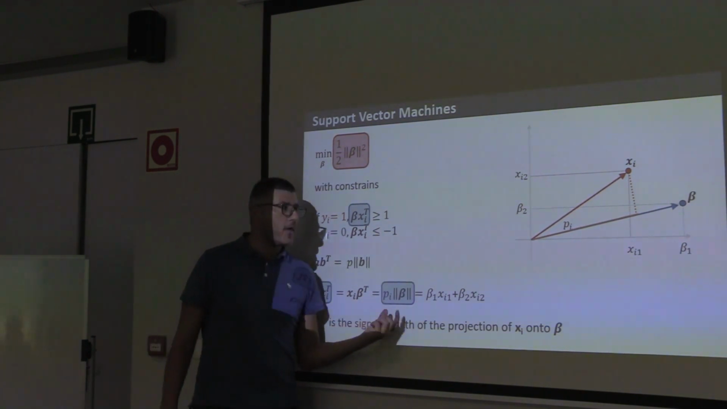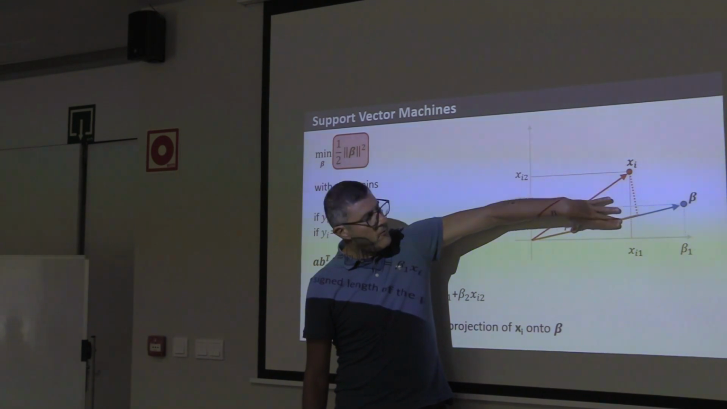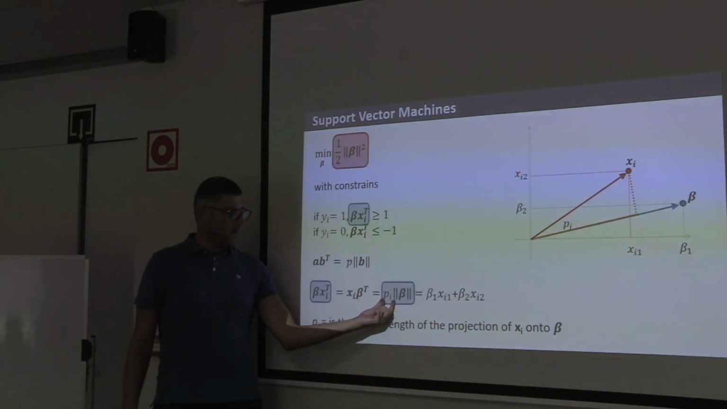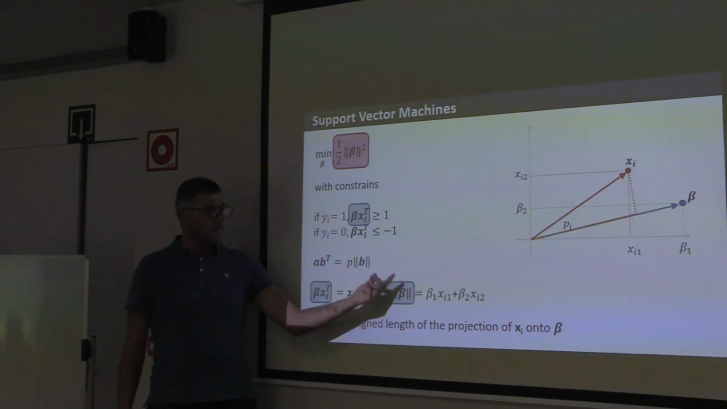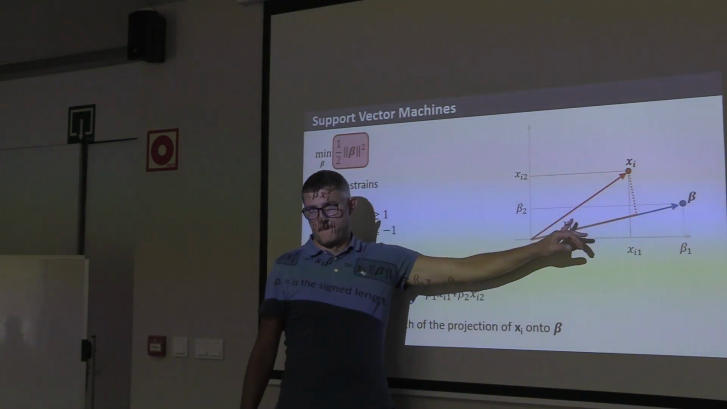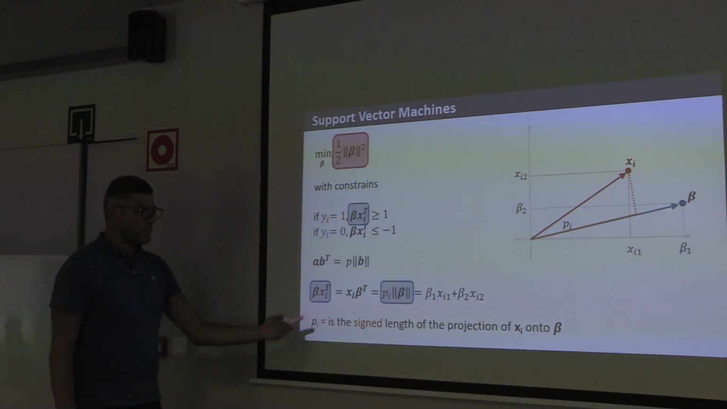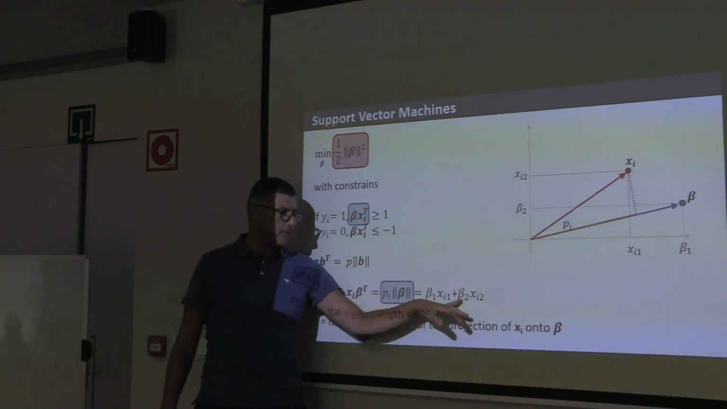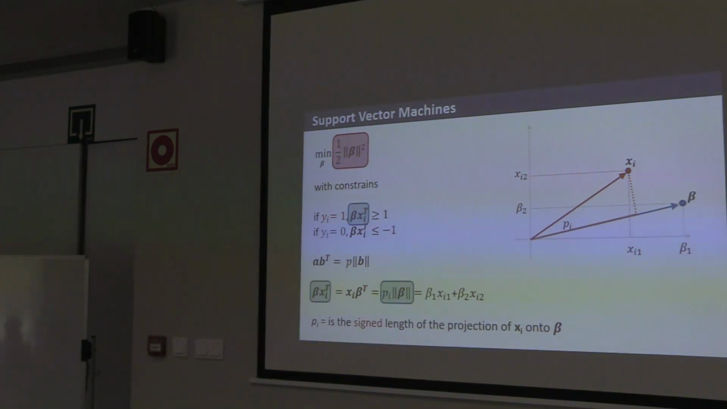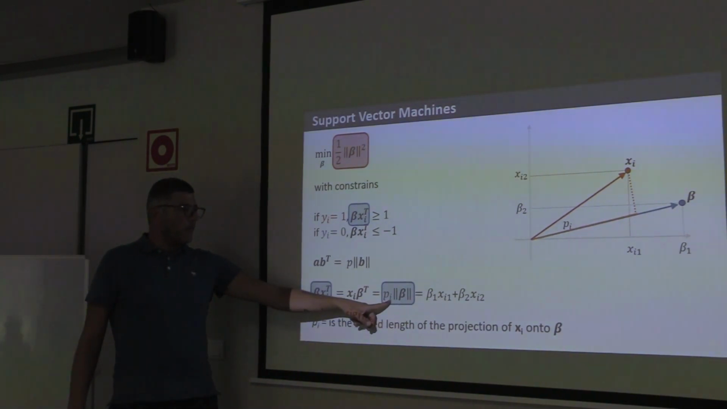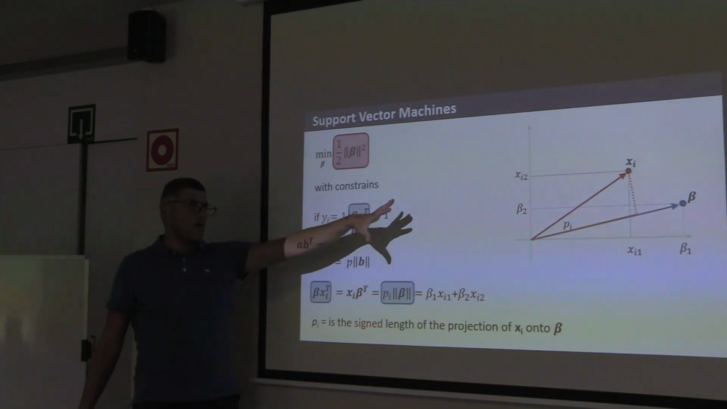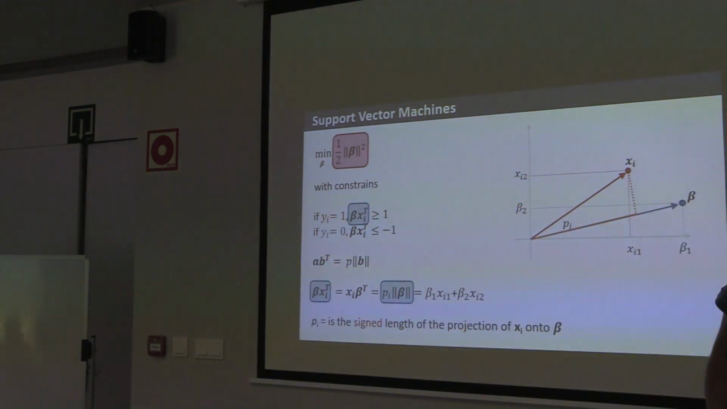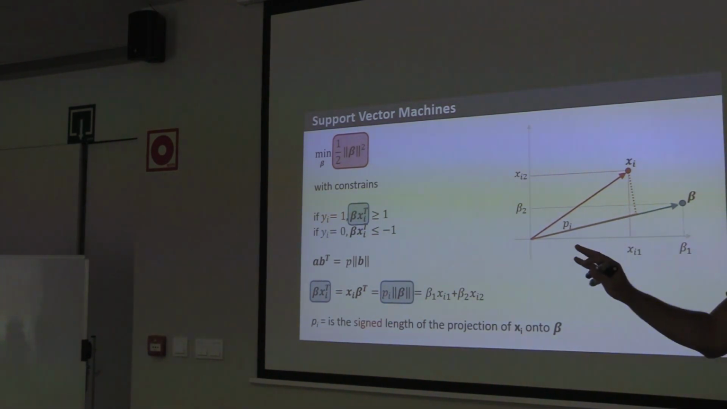This is the projection of my sample on the coefficient vector. This is x times the cosine of this angle, and this is exactly the linear combination. Of course, this is true for any given sample. Now I'm showing you this sample, but of course we have different samples in this space. Is this clear? Reaction?